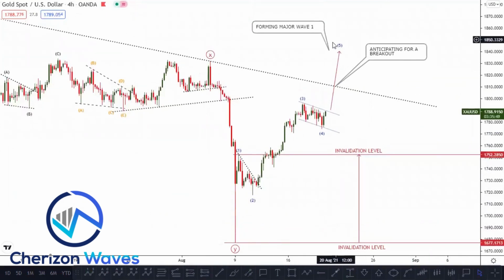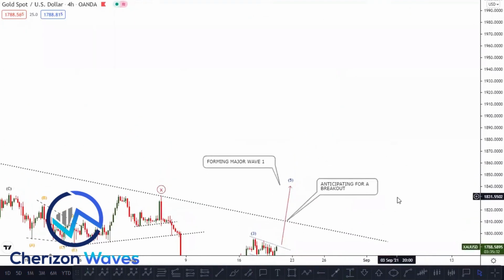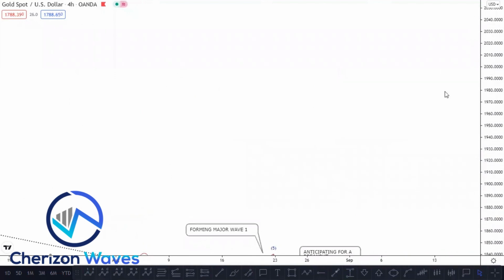And then once we finish 5, you could exit and then wait for a correction for major 2, as you don't want to be trapped in the correction with a buy position. And then after the correction for wave 2, we could eye to buy wave 3 long term, and our targets would be above $2,000.